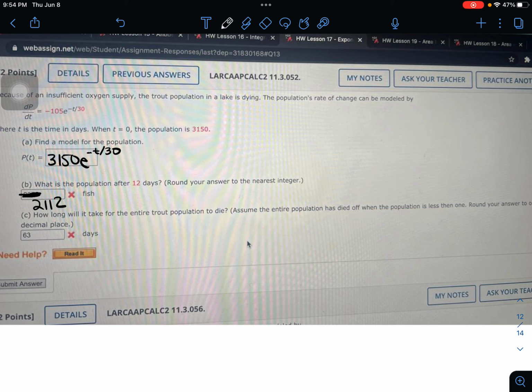So I'm going to go ahead and go back to this model right here. That's the population. I'm going to say the population, 3150 e to the negative t over 30. I want to know, when is that population less than 1? Because when it's less than 1, I can assume it has died off. So I need to solve that.